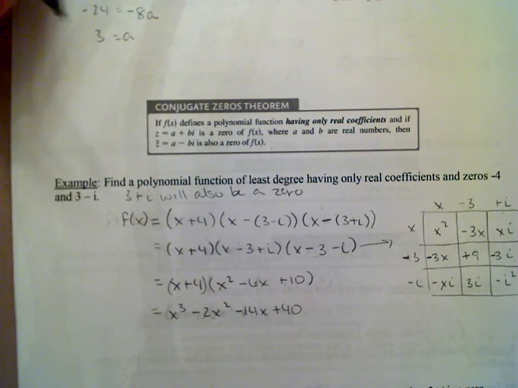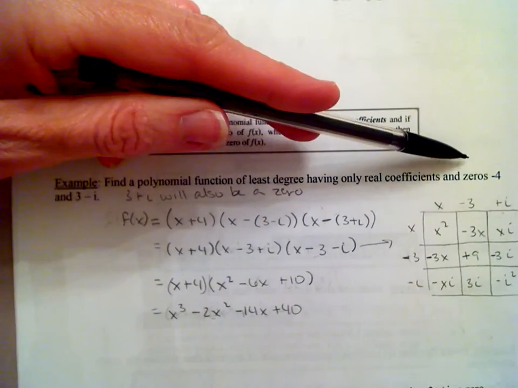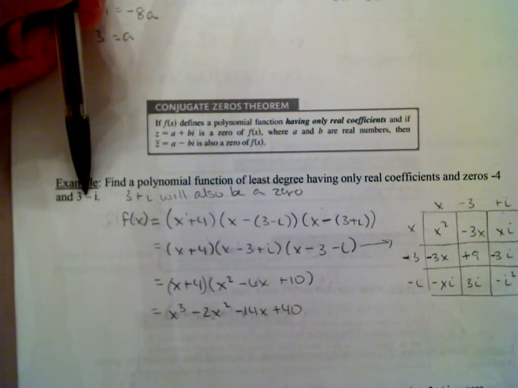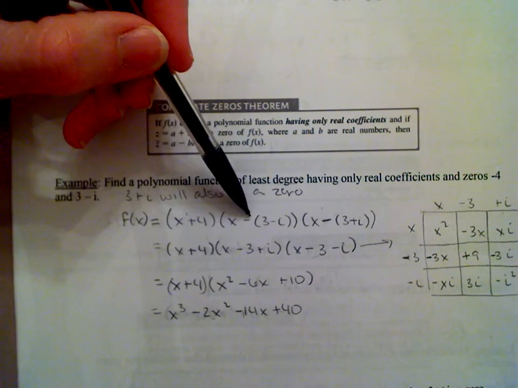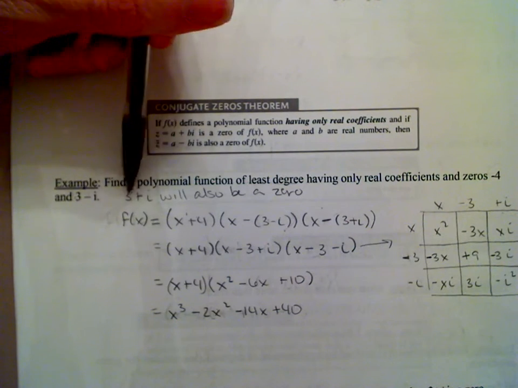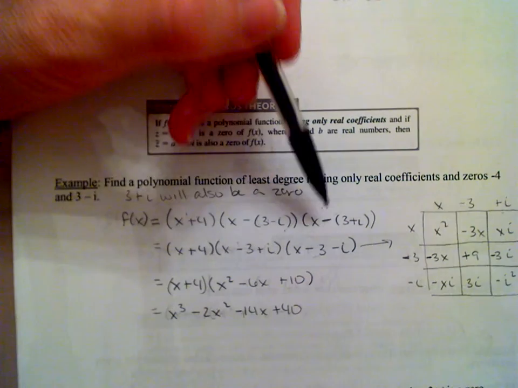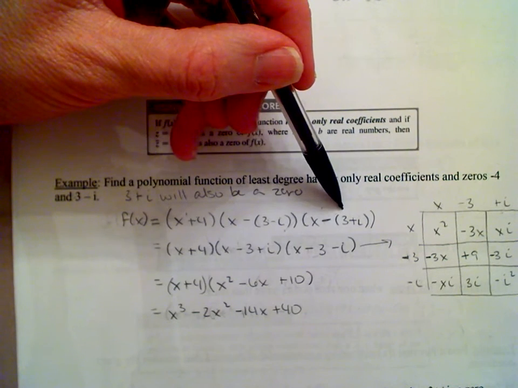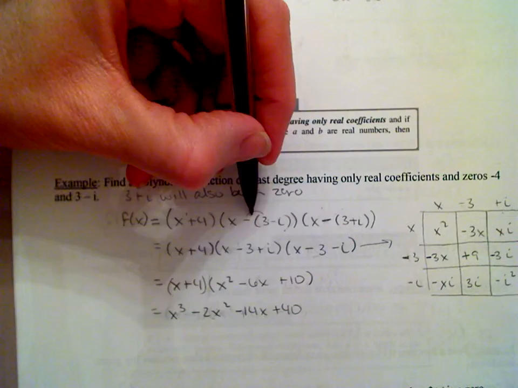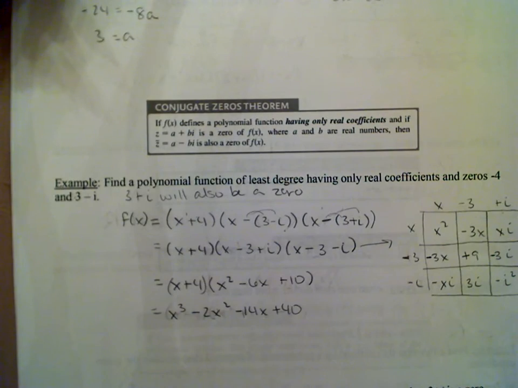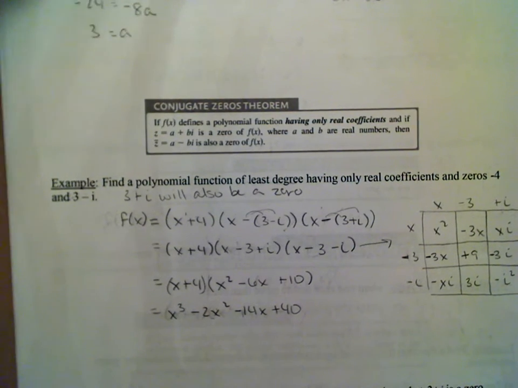So here's how I set it up. If -4 was a zero, one of my factors must be x plus 4. If 3 minus i was a zero, then x minus that zero is a factor. And that also means that 3 plus i is a zero, so x minus (3 plus i) must also be a factor. And then on the next step, I just distributed that negative in to get rid of the additional parentheses. And again, now we're going to really have to multiply that out.